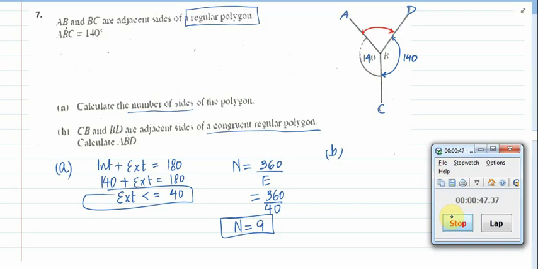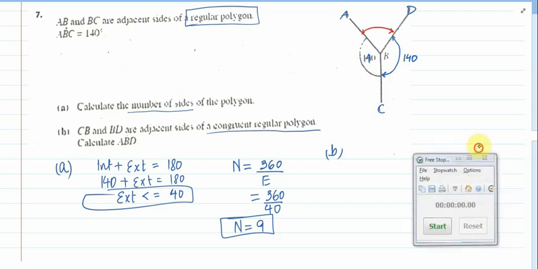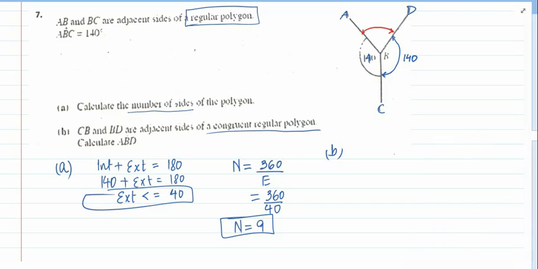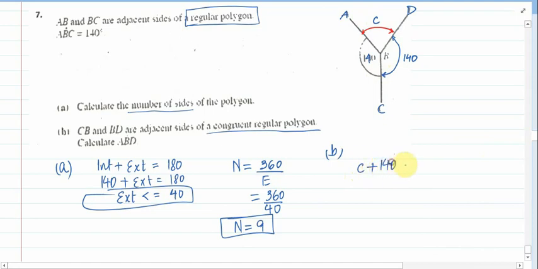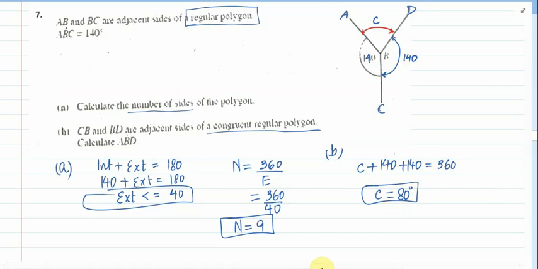Done? So that is very easy. You need to subtract 140 and 140 from 360. So I can say that, let's suppose this angle is C. So C plus 140 plus 140 is equal to 360. So 360 minus 140 minus 140, it's 80. So the angle ABD is 80 degrees, and that is your answer.